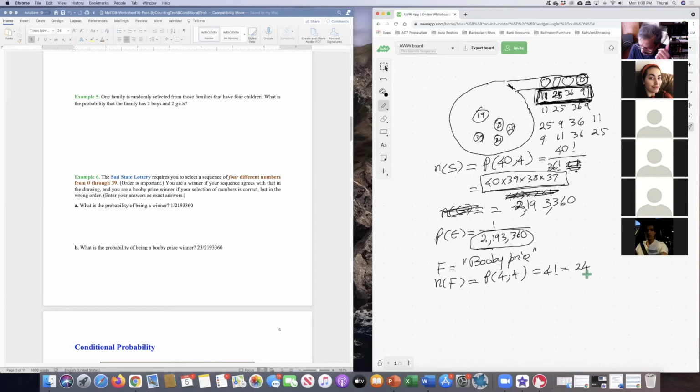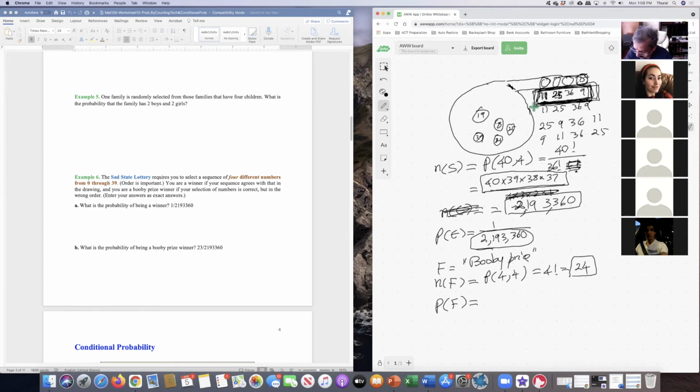So the probability for winning the booby prize is not 24 over 2,193,000. Why? Because these 24 rearrangements of the 4 numbers include the winning arrangement. The winning arrangement is one of them, isn't it? If you get that, you will be the first prize winner. So to be a booby prize winner, out of the 24, you have to get one of the other 23.